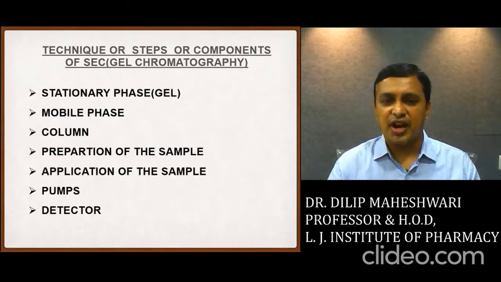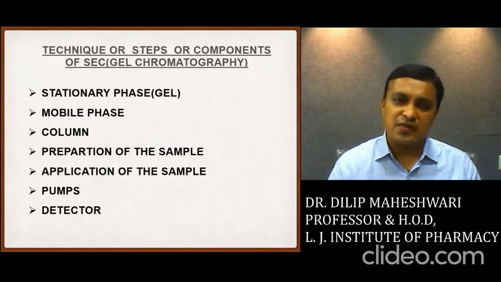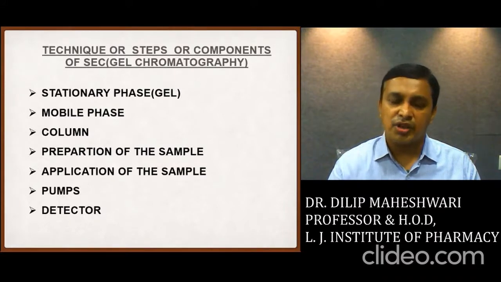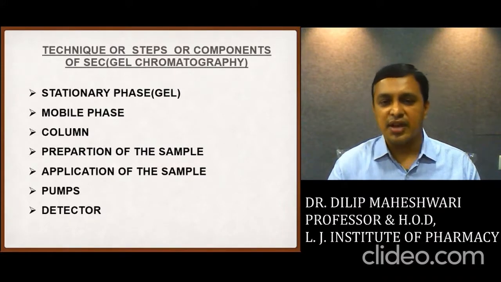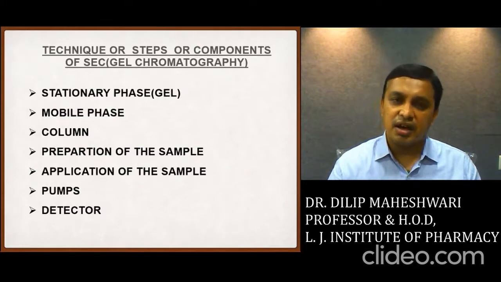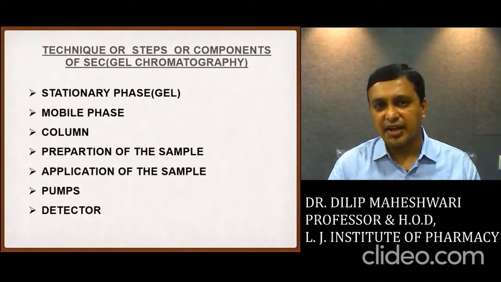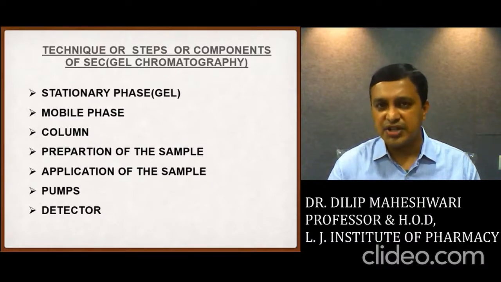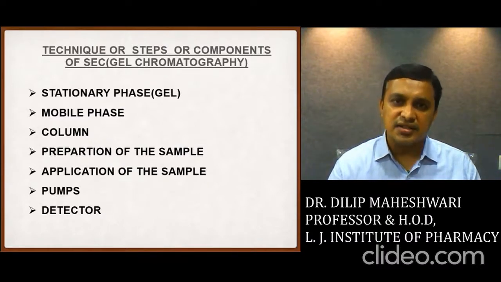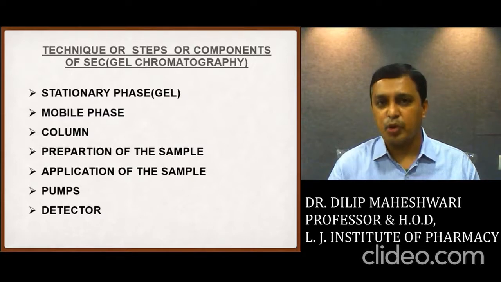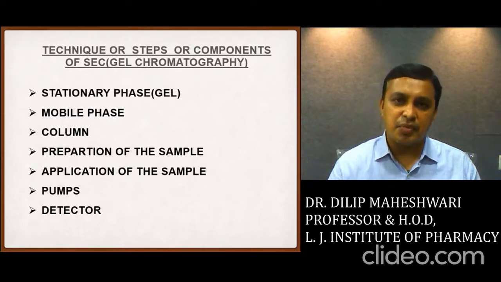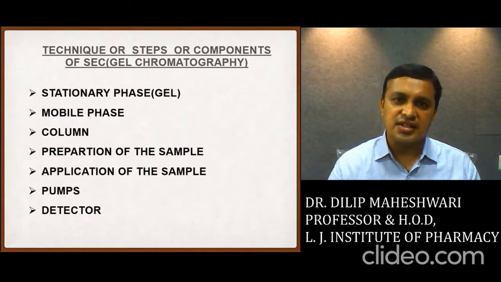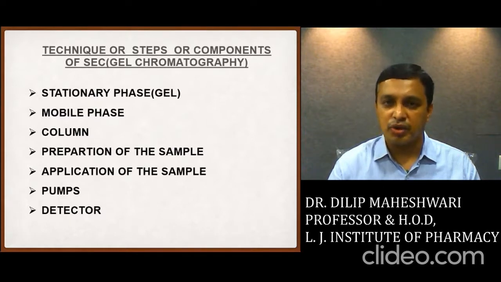Then after application of the sample, your mobile phase is moved from the reservoir available on the top of the column. Then the pump is connected with your column, which creates pressure. Fast analysis is seen here. The reciprocating pump and syringe pump are generally used for faster analysis by size exclusion chromatography.